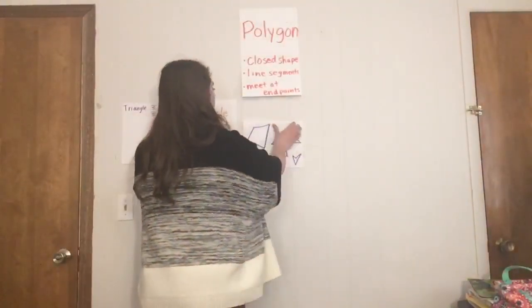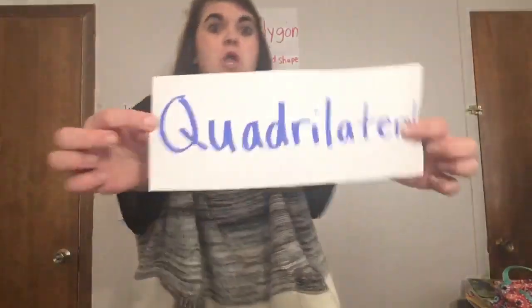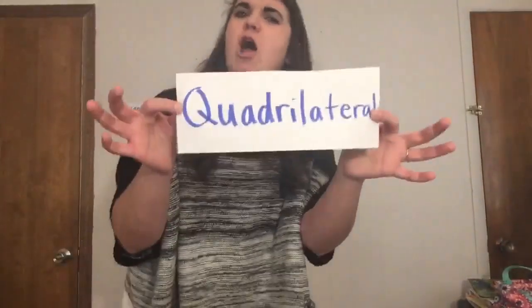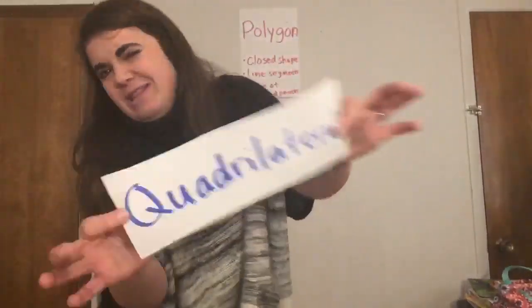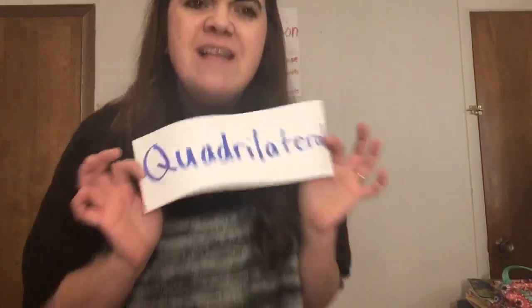If it has 4 sides and 4 angles, that is called a quadrilateral. Quadrilateral. Say it with me. Quadrilateral. Say it again. Quadrilateral. Say it quieter. Quadrilateral. Say it like a baby.